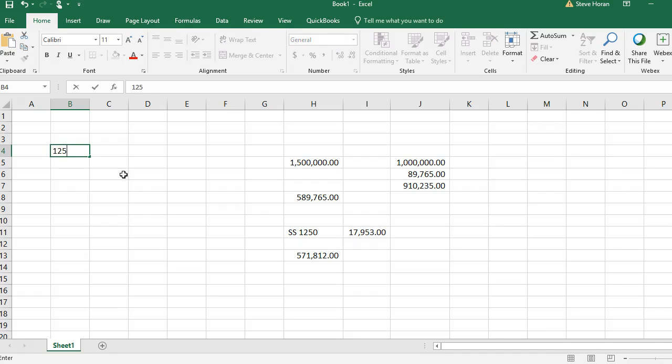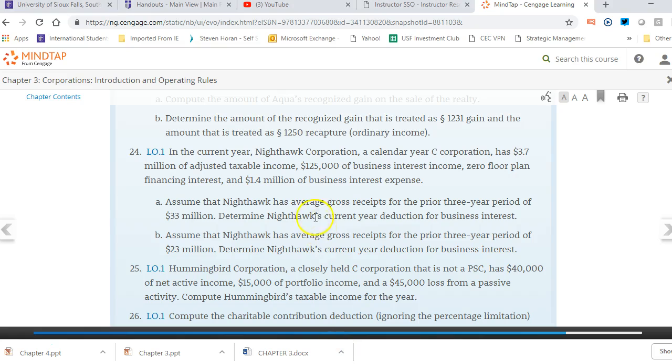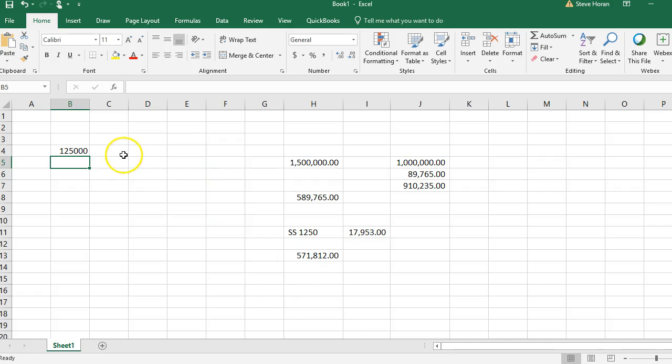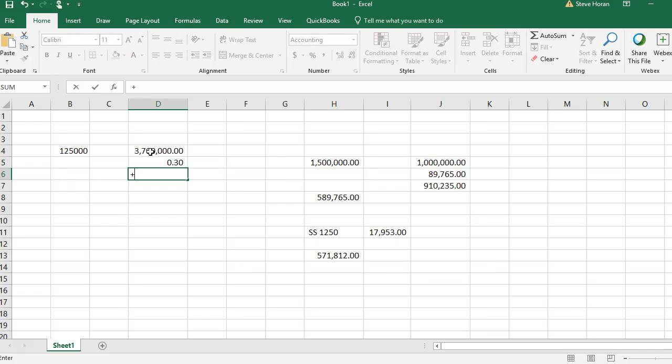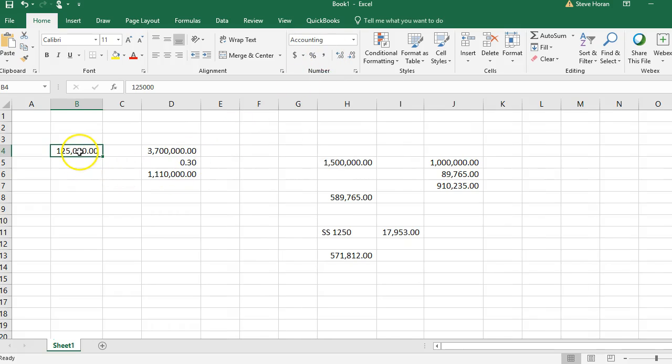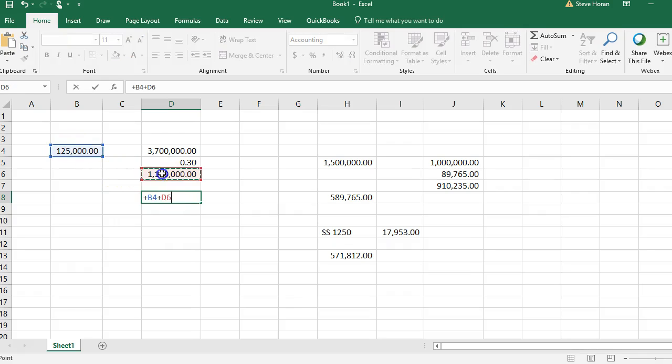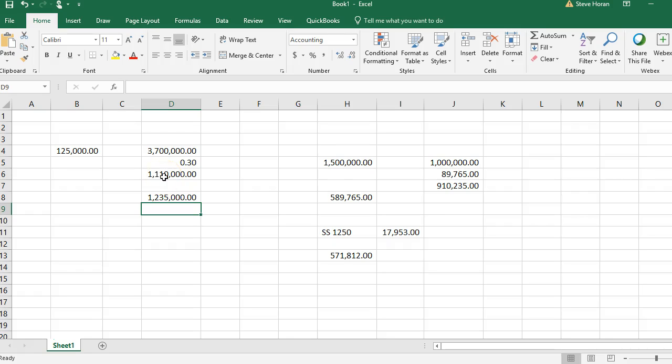You're allowed 125,000. Okay, so right off the bat we get 125. And then it's 30% of adjusted taxable income. So let's go back to the question. Adjusted taxable income for them is the 3.7 million. So I'll take 3.7 million and multiply that by 30%. And we get 1,110,000. So my answer is the sum of the 125 plus the 1,110,000, and that's 1,235,000.